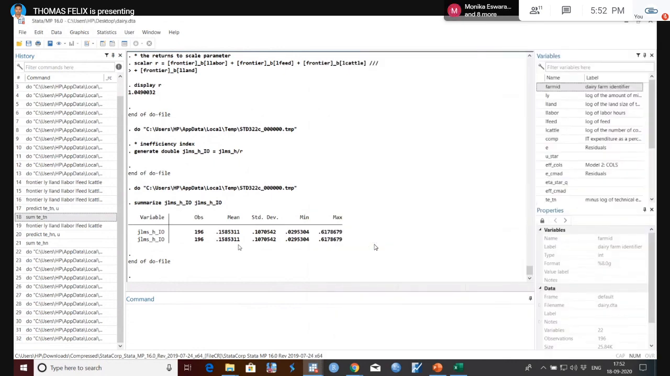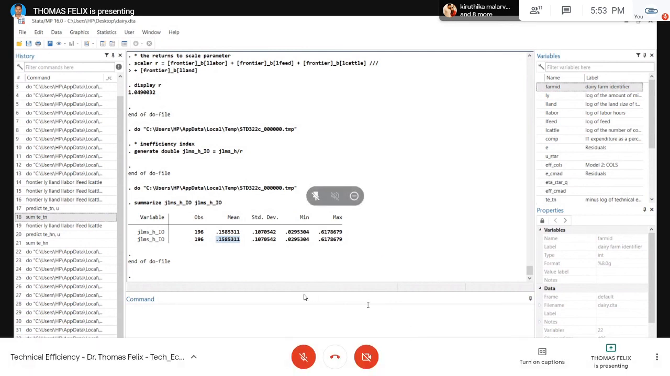So this is the input, and it is also mostly around 16%. It means that the farmers are using 15.8% of extra input. This is the meaning of these values. So this is how we can predict the inefficiency using the input oriented approach.